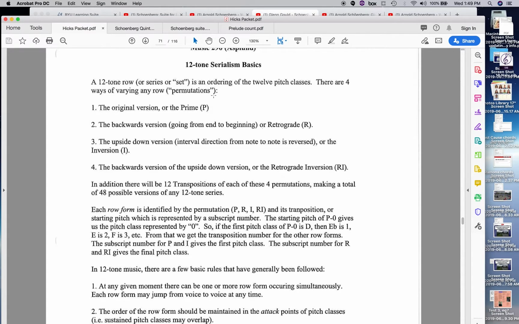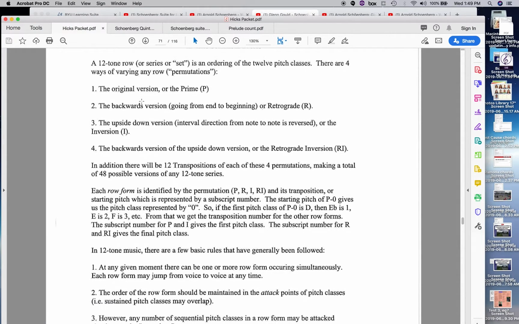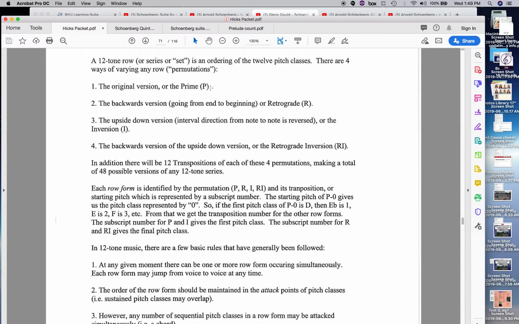This is going to be a review, but we just keep going over this over and over again. 12-tone series, again, set in quotes because it's not really a set, but that term is used incorrectly sometimes. There are 4 ways of varying any row, 4 permutations. The original version, the prime, and again, this has to contain all 12 pitch classes, and it may not repeat any of those pitch classes.